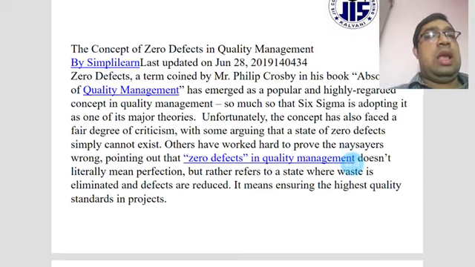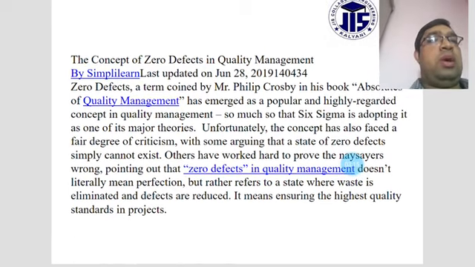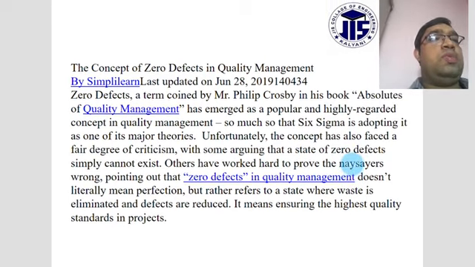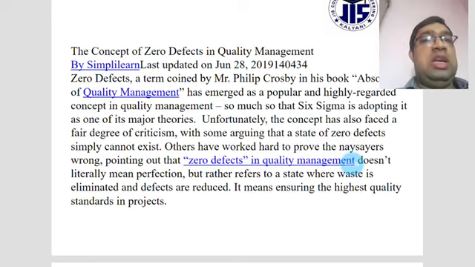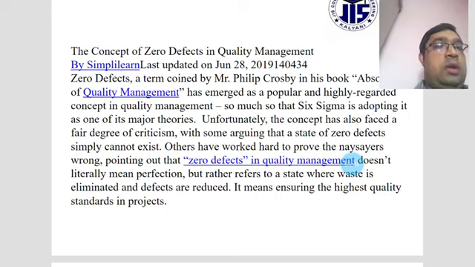The term was coined by Mr. Philip Crosby in his book Quality Is Free, on quality management. It has emerged as a popular and highly regarded concept in quality management. So much so that Six Sigma is adapting it as one of its major theories.